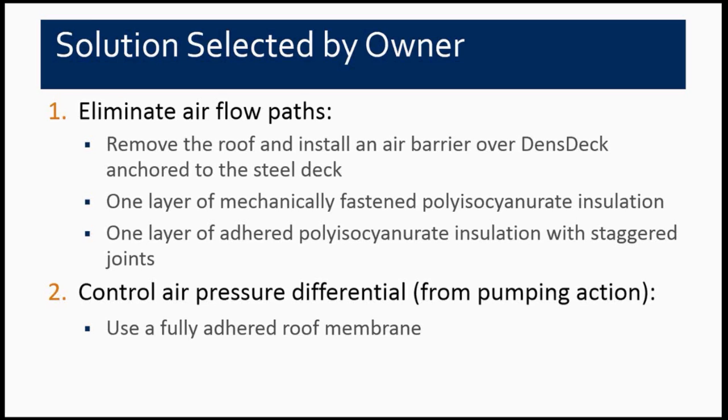What they ended up doing was to remove the entire roof system, including the insulation. They put dense deck directly over the steel deck and put rubberized asphalt over that. They then put a layer of mechanically fastened polyisocyanurate, which was anchored through the rubberized asphalt membrane, which was intended to be self-healing. And then they put a second layer of polyisocyanurate with staggered joints that was adhered with foam adhesive like Insta-Stik. And then the roof was put on top of that.